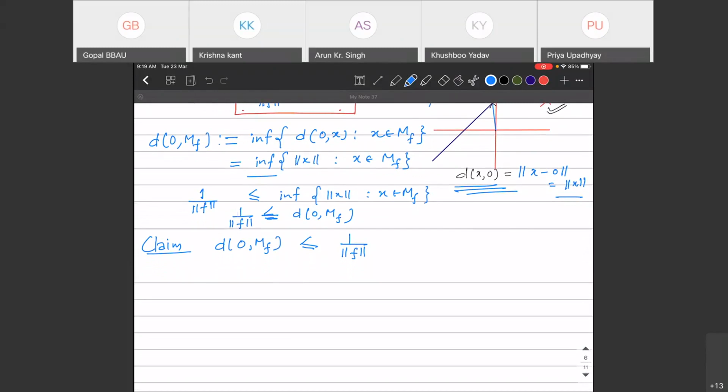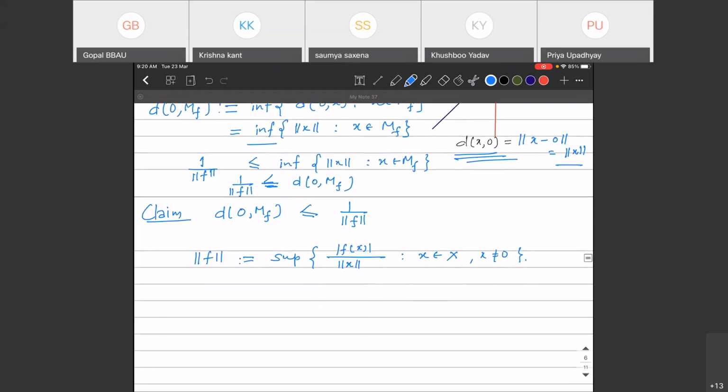Okay, so here we use the definition of norm of f. What is the definition of norm of f? How do we define it? Supremum of mod of f(x) by norm x, where x is in X and x is non-zero. Okay.